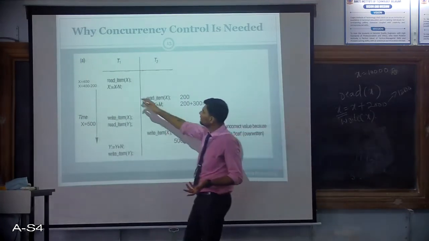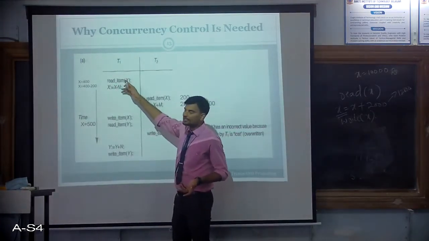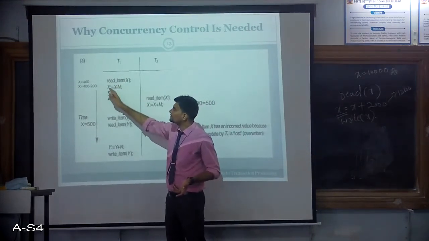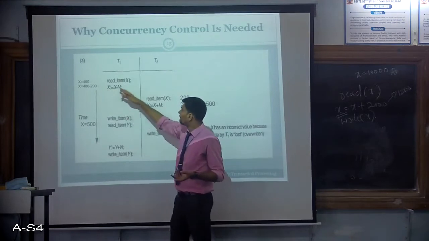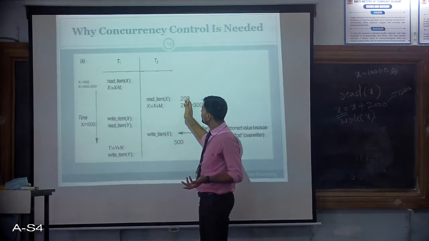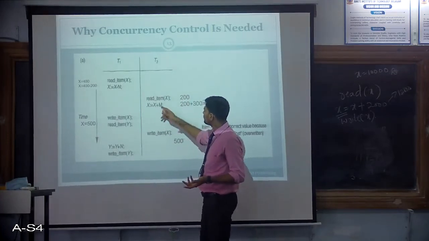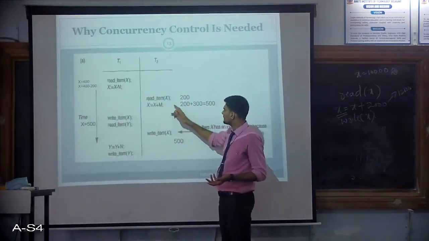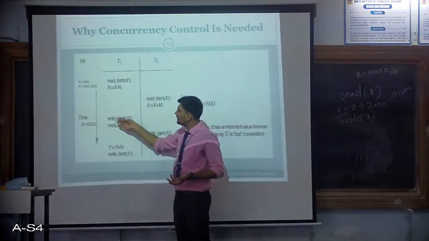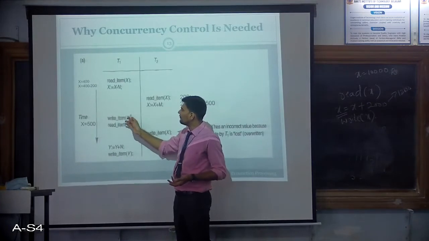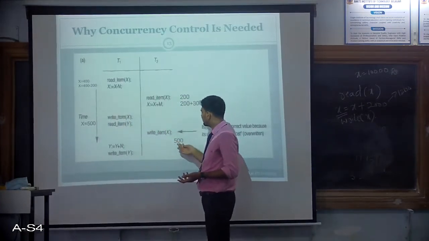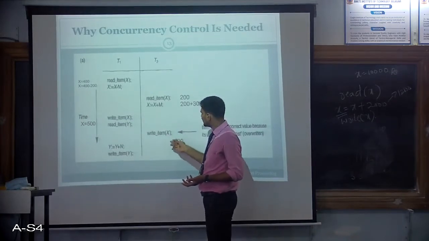You can see here, initially it has read the value 400, then it has updated the x value, 400 minus 200, so now the x value is 200. After that, transaction T2 is executed and it has read the value 200. After that it has performed the update operation on x, that is 200 plus 300, that is 500. After that T1 is executed and it has read the x value, that is 500. Now again T2 is executed and it has written the value of x, that is 500.